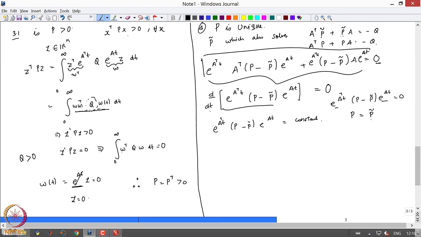Okay, now how do I show that this is actually 0? Look at this expression carefully. This is actually a constant. So if I were to plot this with time, this function is constant. If this is constant, whatever value it holds for t equal to 0 should hold for t equal to 10, t equal to 100, and all the way as t tends to infinity.